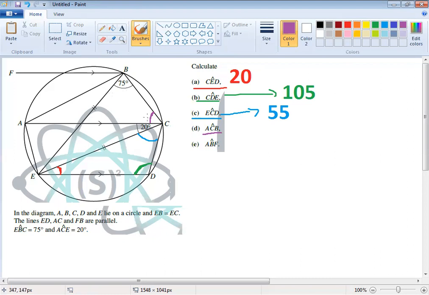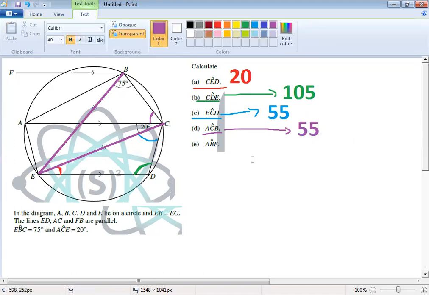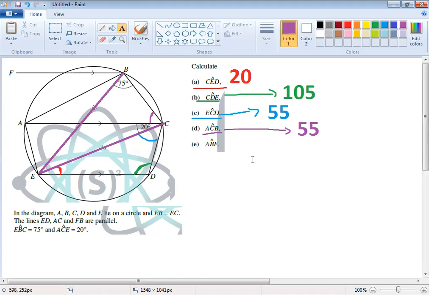I repeat, triangle BEC is an isosceles triangle. The base angles of an isosceles triangle are the same. This is 75, so what should the full angle be, son? 75. From that, you know this is 20, so what will this be? 55. Is this clear? 75 minus 20, which is 55.